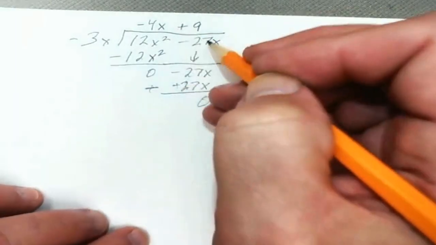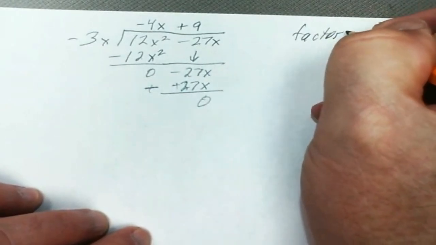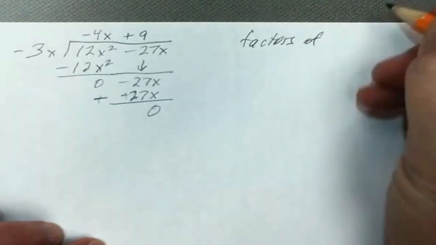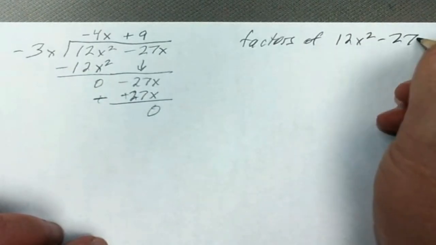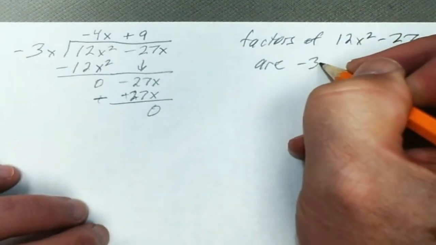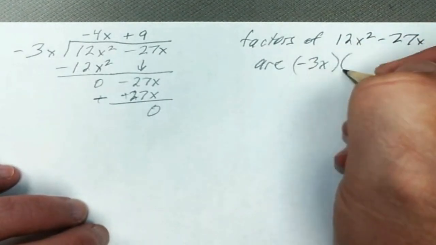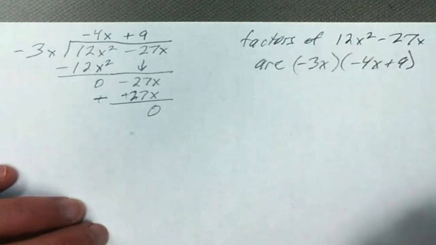So the factors, this tells us the factors of 12x squared minus 27x are negative 3x and negative 4x plus 9. Those are the factors.